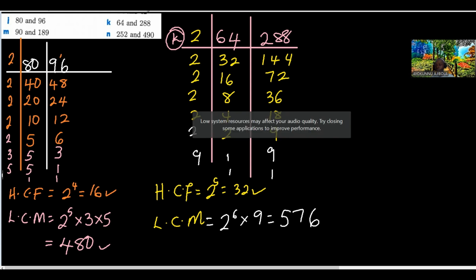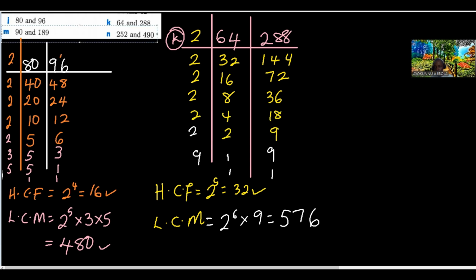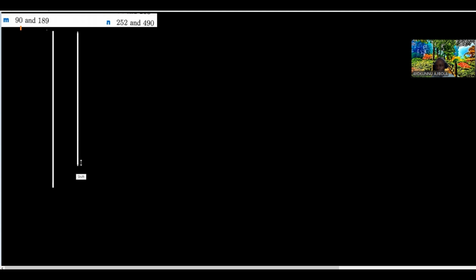Okay. Then the last aspect, which is the remaining two, let's move it to the next page. On this page, we want to find also the HCF and the LCM, so we're going to divide all through. The first number there is 90, and the next one is 189.